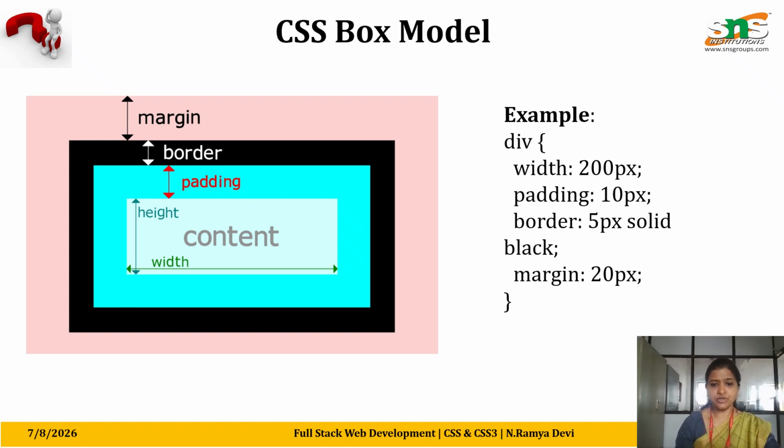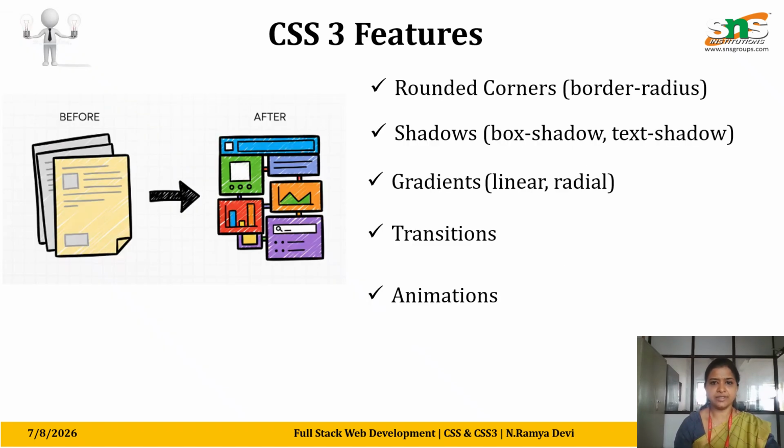CSS3 introduced many exciting features like rounded corners, shadows, gradients, transitions, and animations. Like rounded corners, instead of sharp edges, buttons and cards have smooth rounded corners. Example: login buttons in Google or modern websites. And shadows give depth to text and boxes, like product cards on Flipkart or Amazon appear raised because of shadow effects. And gradients, where backgrounds can smoothly change from one color to another. Many mobile apps use gradient backgrounds for a modern look.